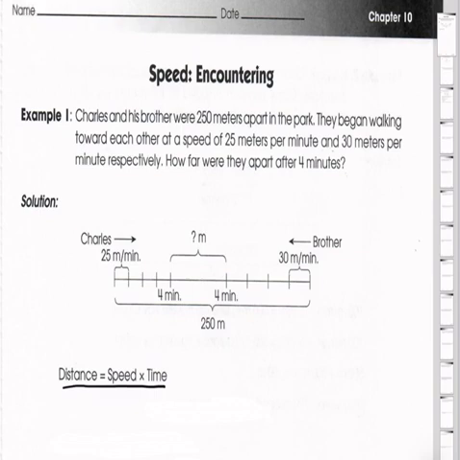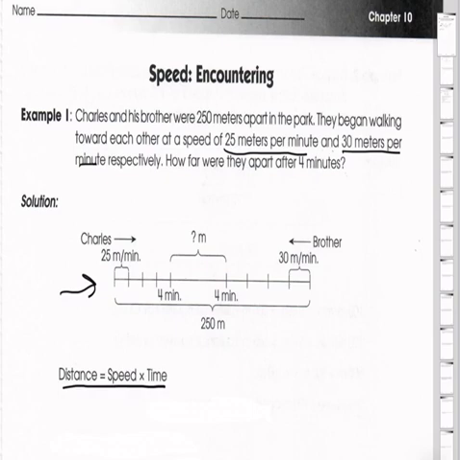Charles and his brother were 250 meters apart in the park. They began walking towards each other at a speed of 25 meters per minute and 30 meters per minute, respectively. How far apart were they after 4 minutes? So we know, and this is really important right here, we need to be able to visualize what's happening. So this diagram, you should be trying to do something like this. I prefer on paper for every single problem you encounter like this. It's just a lot easier and it makes everything more clear.